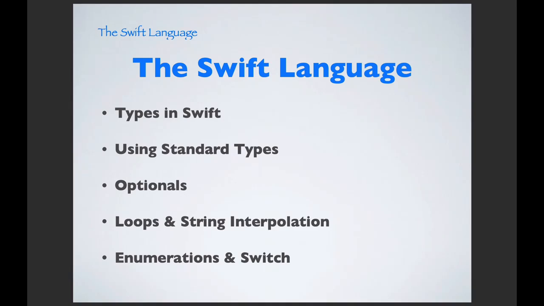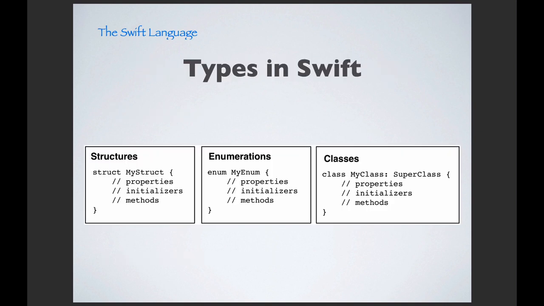The Swift language. In this chapter, you are going to focus on the basics of Swift. You will not learn everything, but you will learn enough to get started. Types in Swift. Swift types can be arranged into three basic groups: structures, enumerations, and classes.